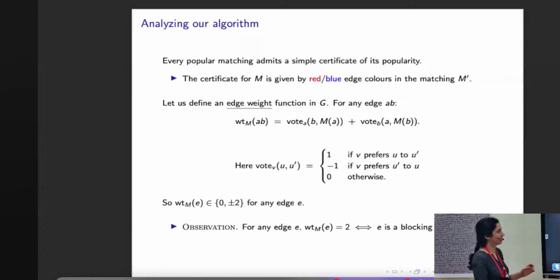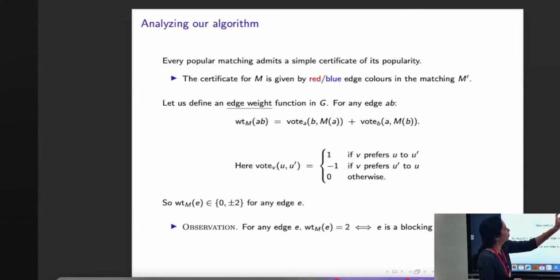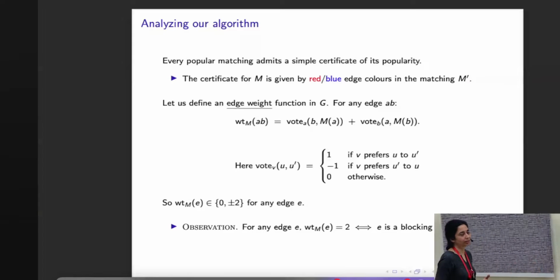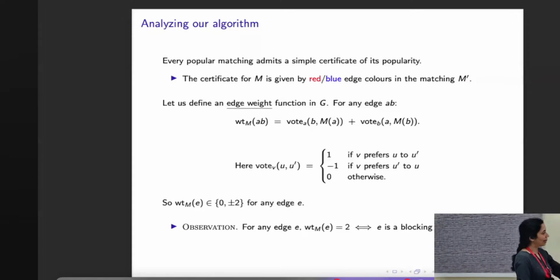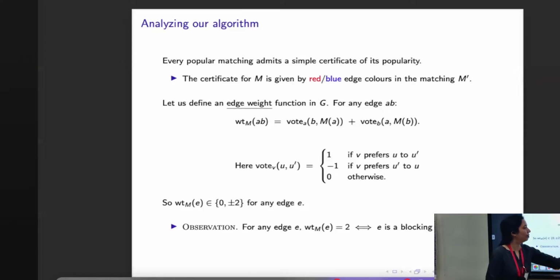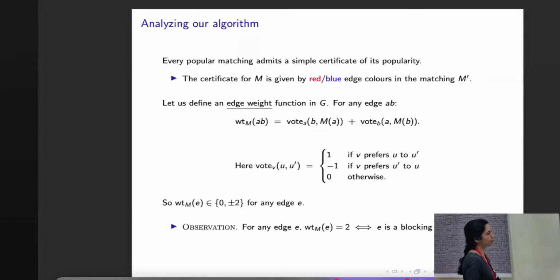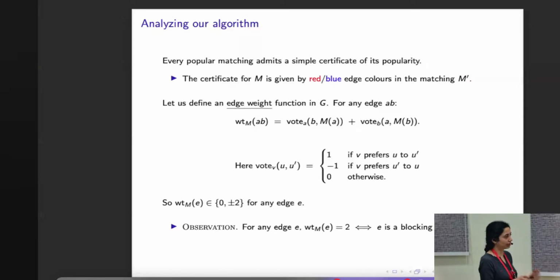Sure. Exactly. So either both are +1, both are -1, one is +1, one is -1. You can't have a 1 and a 0 because the only way to have a 0 is A equal to M of B. A is B's partner, in which case B is also A's partner, and so you would have 0 + 0. And an edge has weight 2 if and only if it's a blocking edge to M. So weight 2 is just another way of saying the edge blocks M.